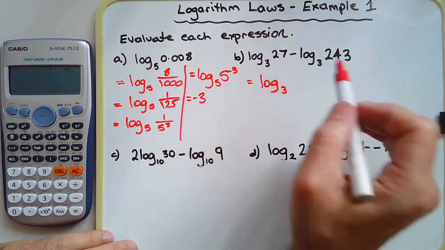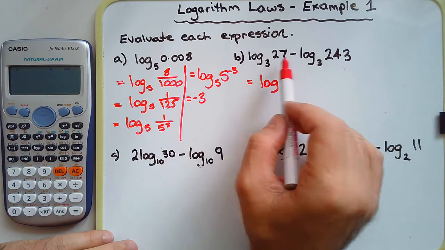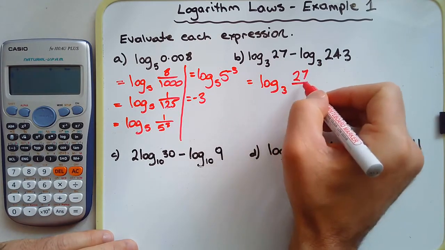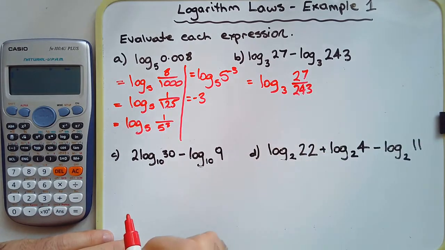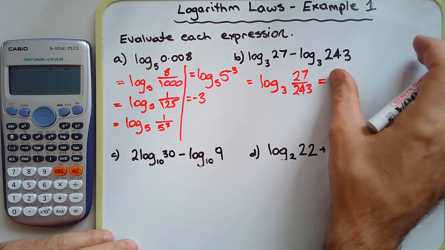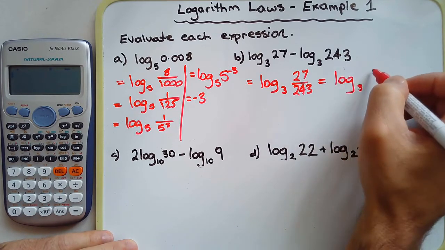Again, the immediate thing is that there's a subtraction there, which means that we can express it as a quotient of 27 on 243. And that is conveniently equal to log base 3 of 1 on 9.